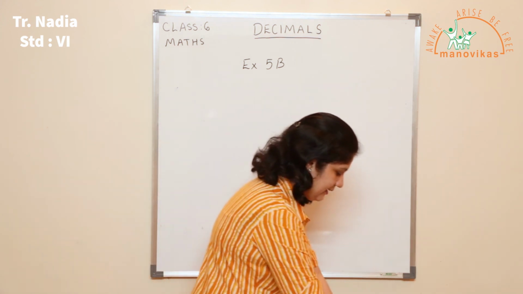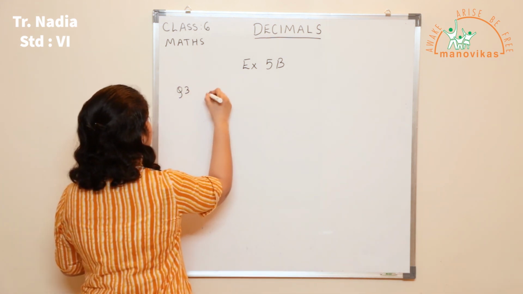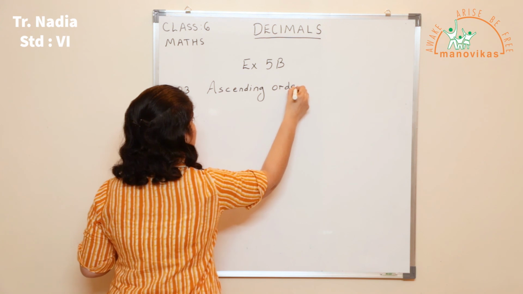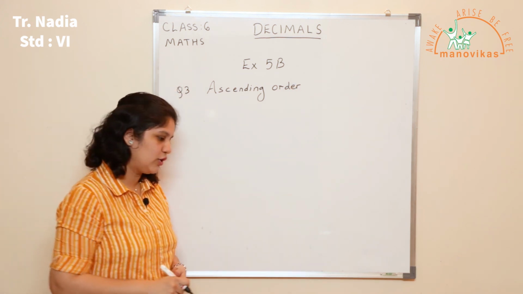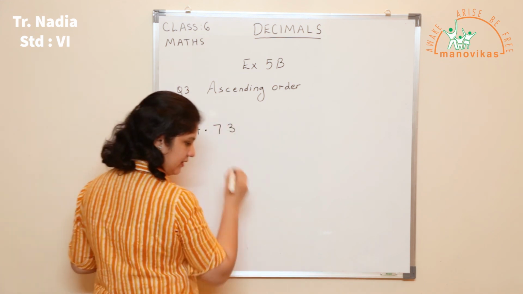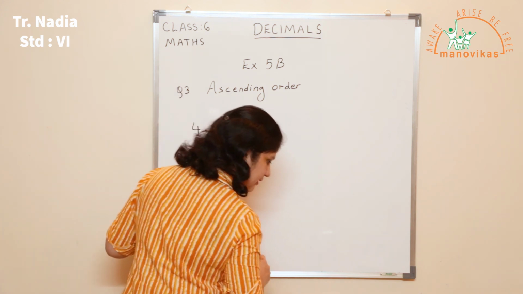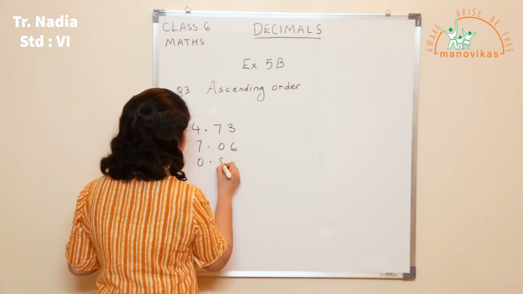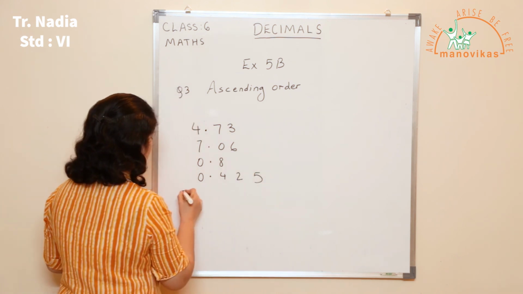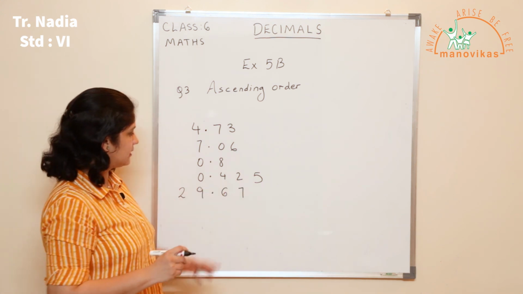Now the next thing is ascending and descending order. Okay, we'll now move to question 3, ascending order. Alright, ascending order means arranging numbers from small to big. Now say you are given a set of numbers: 4.73, 7.06, 0.8, 0.425 and say 29.67. Okay, so this is your list of numbers.